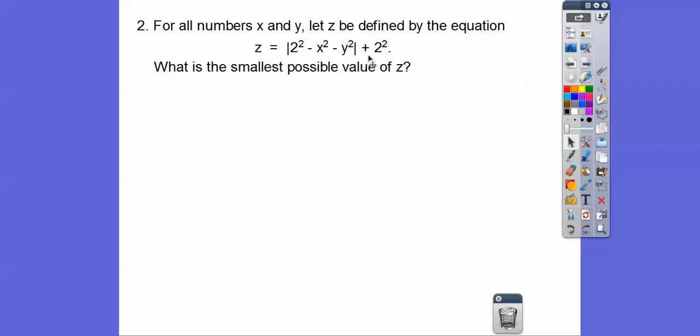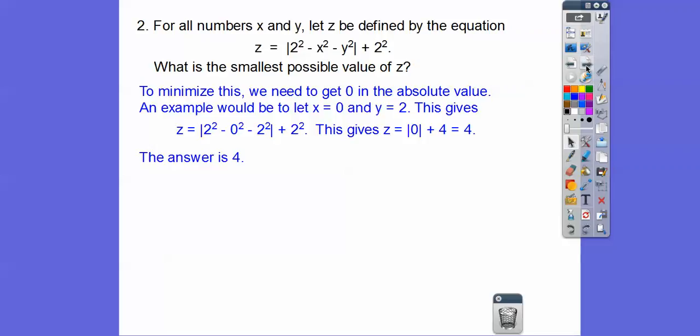Anyway, so what's the smallest possible value of z? Well, now I know it's going to be positive because we have an absolute value right here. We can minimize this absolute value by making it equal to 0. Can we make this equal to 0? 2 squared minus something squared minus something squared? Yeah. Here's an example right here.